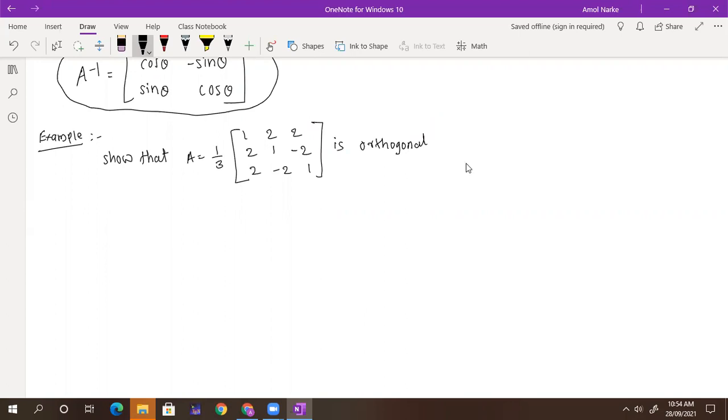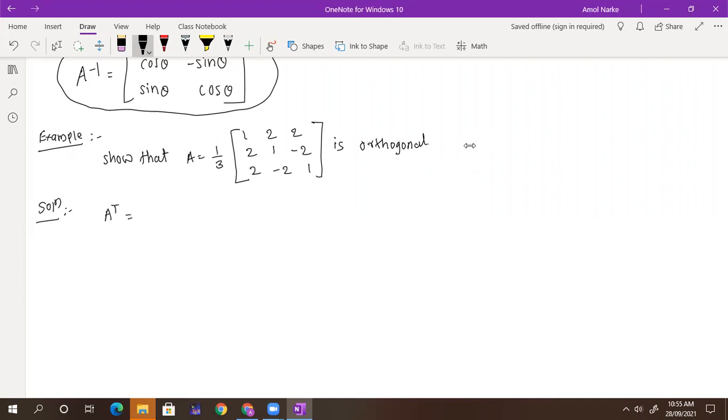So tell me, how you are going to solve this one? Sir, first we'll take the 1/3 inside. Okay, you can take it or you can keep as it is, no problem. That is not a big deal. Okay, next. Sir, we'll take the A transpose. Okay, we will find first A transpose. Very good.